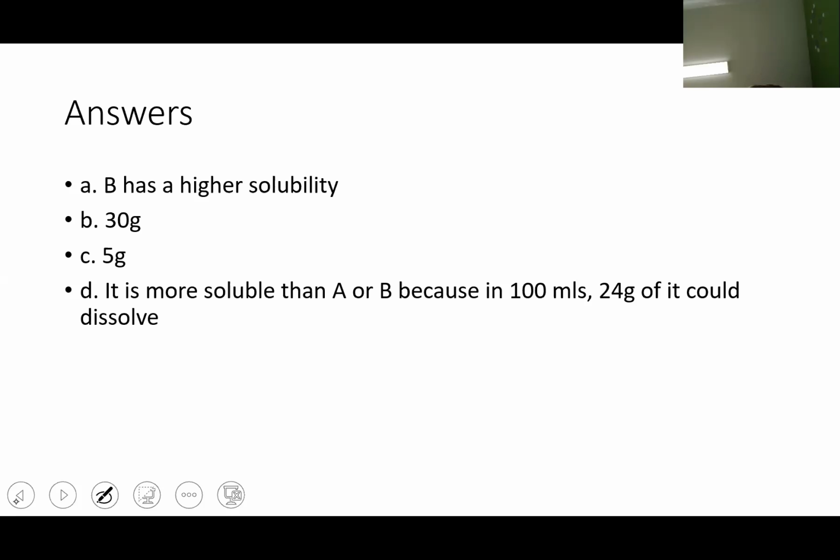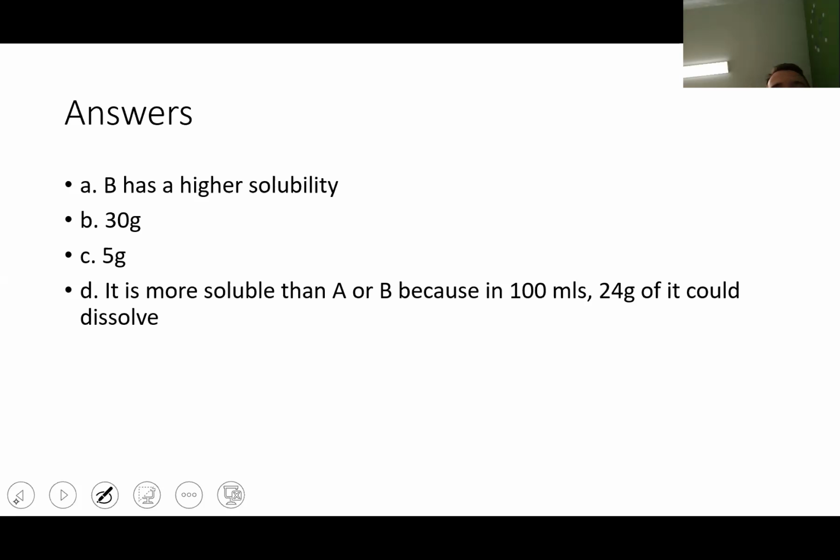If I add 20 grams of A to 100 centimeters cubed of water, how much will be left over? Well, we know that 15 grams is going to dissolve, so that must mean that the other 5 does not, so there'll be 5 grams left over. And 12 grams of C, so it's a new substance, 12 grams of C can dissolve in 50 centimeters cubed of water. Compared to A and B, how soluble is it? Well, if 12 grams can dissolve in 50 cm cubed, then that means 24 grams can dissolve in 100 mils. So if 12 grams can dissolve in 50 mils, that means twice that amount, 24 grams can dissolve in 100 mils.